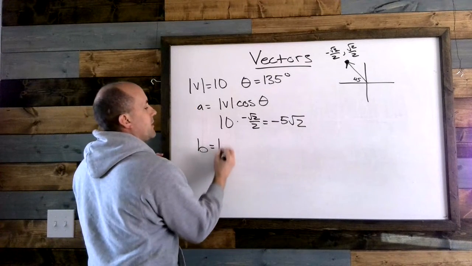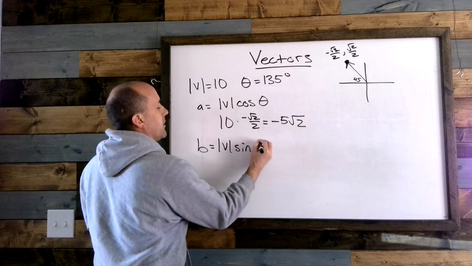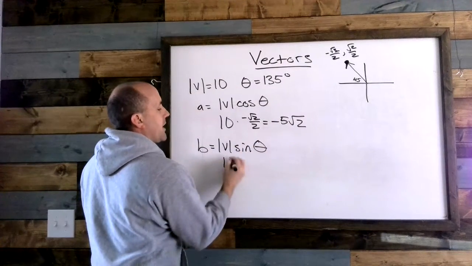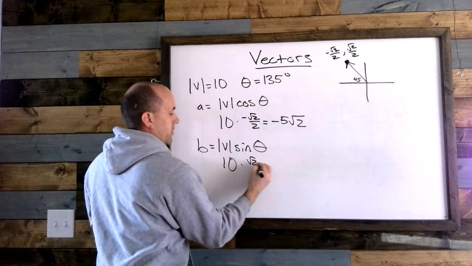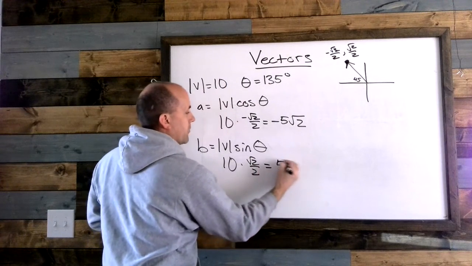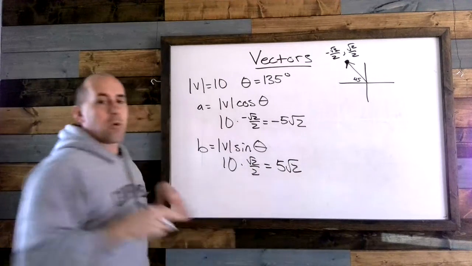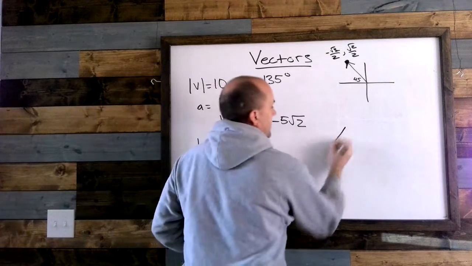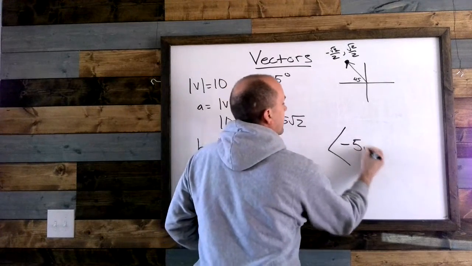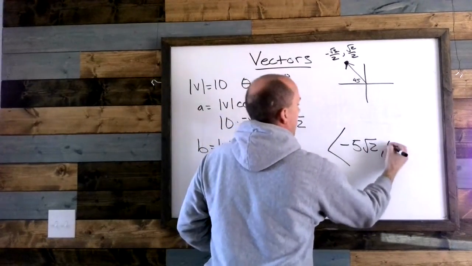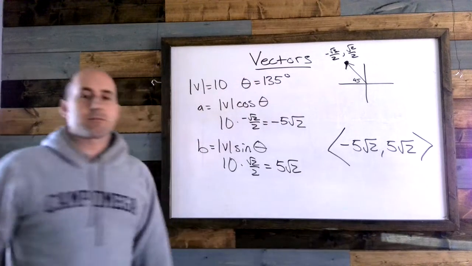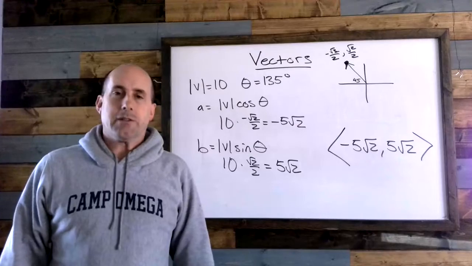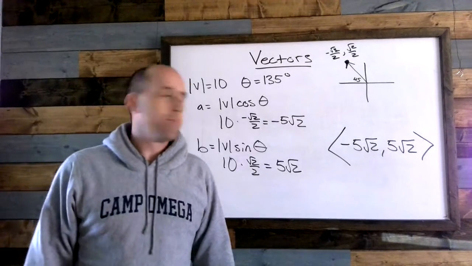B will be the magnitude of the vector times the sine of theta, or 10 times, now we use the y value, root of 2 over 2, and we get 5 roots of 2. So therefore, the component form of the vector is negative 5 roots of 2 and positive 5 roots of 2. And there's your vector component form.